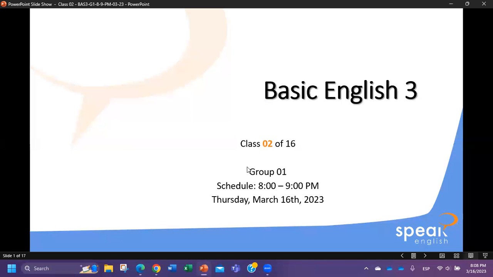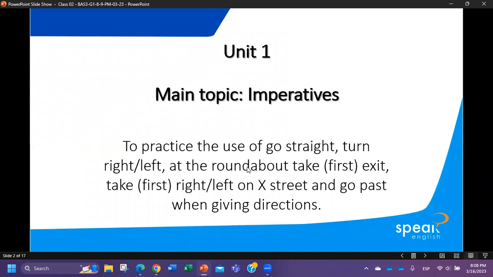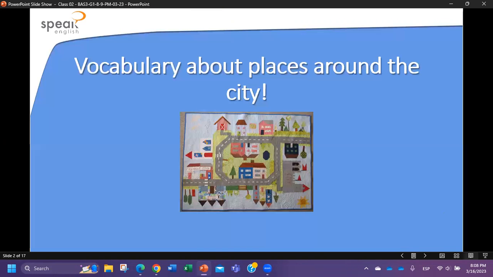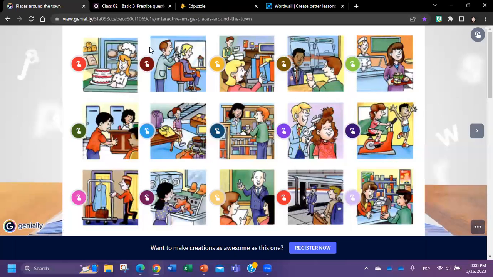So in this specific class, we are going to keep practicing the imperatives. Remember that that is what we started yesterday about the use of go straight, turn right, turn left, go at the roundabout, etc. Okay, so we will continue working with those specific expressions. But before we continue with that, I need to show you some other places that you normally have around the city, okay? So that is why I'm going to show you, for example, these cases, okay?